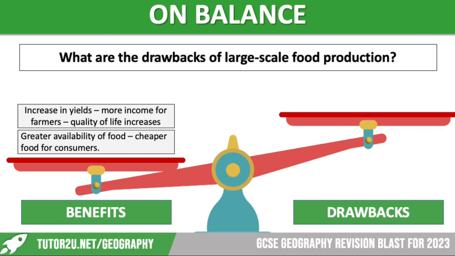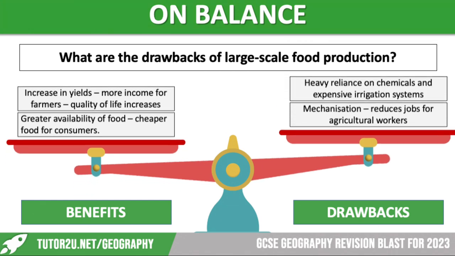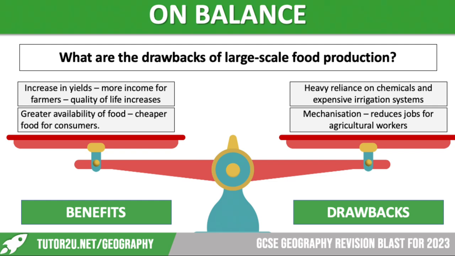So can you again pause the video and note down a couple of drawbacks of large-scale food production? Once you have got them down, then unpause and we'll check what you've got. Okay, let's check. So we have got mechanization. So often huge machines are involved in this process to increase efficiency, but it does mean that there is a reduction of jobs for agricultural workers, and it is very reliant on chemicals and expensive irrigation systems.